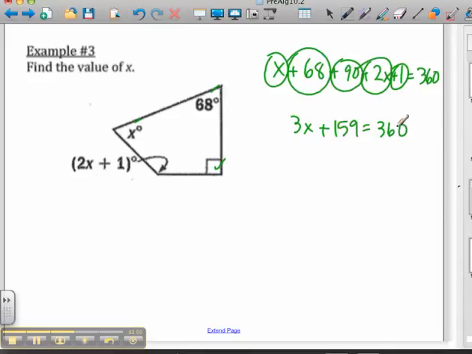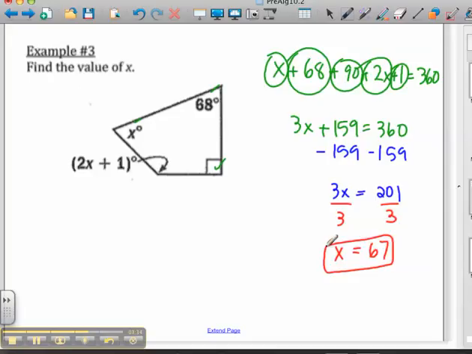What's the next thing that I want to do, Fritz? The next thing you should do is subtract 159. Subtract 159. Excellent. So then I'm going to get 3x is equal to 201. Is that right? Check me on that because I just did that in my head. Is that okay? All right. And then what do I need to do from there, Nikki? Divide both sides by 3. And I'm going to get that x is equal to 67. 67. Beautiful. Now, it said find the value of x, so we did, right?